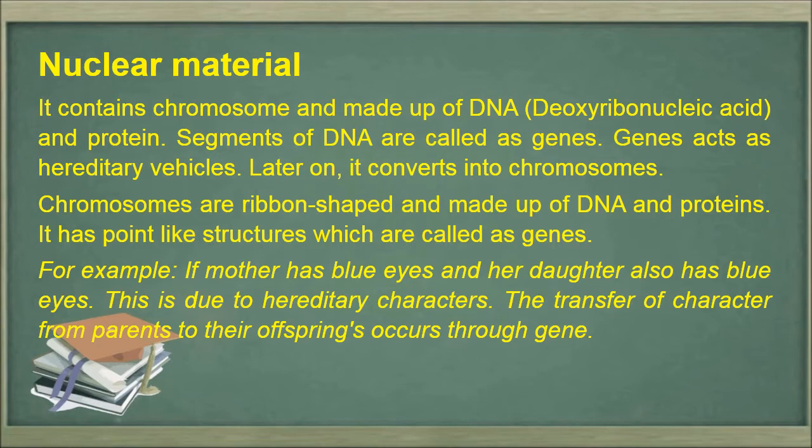Nuclear material. Now let's study what nuclear material is. It contains chromosomes, and these chromosomes are made up of DNA and proteins. This is the full form of DNA, deoxyribonucleic acid. Every organism has a fixed number of chromosomes in their nucleus, and it's fixed for the entire body.